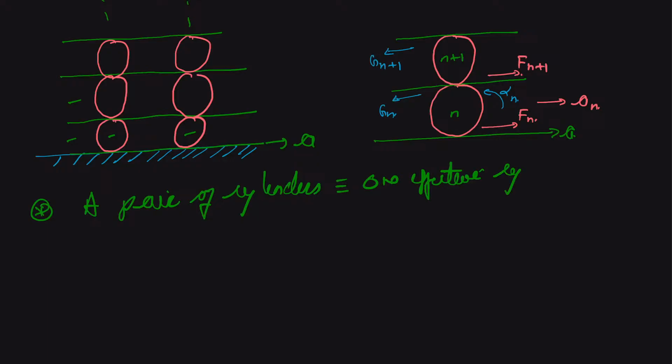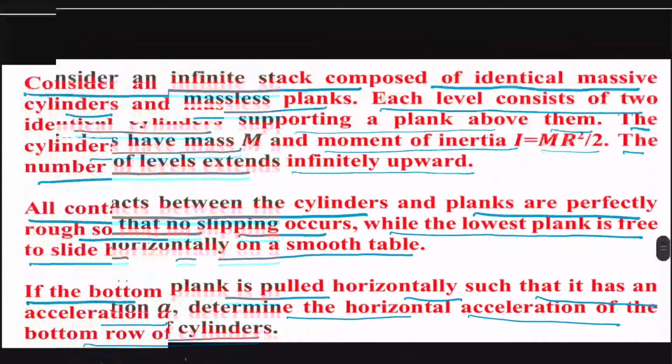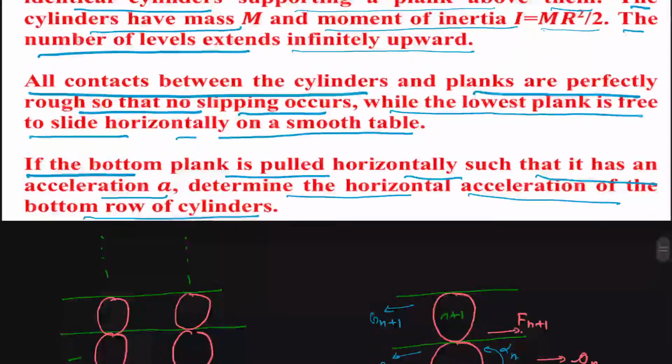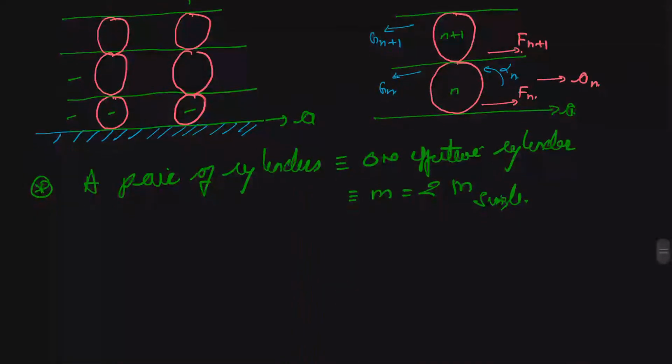One effective cylinder. Okay. And if this mass is our small m, we can say this small m will be equal to twice the mass of our single cylinder. And the moment of inertia is given to us as mr square by 2. Okay, we can deal with that later also.